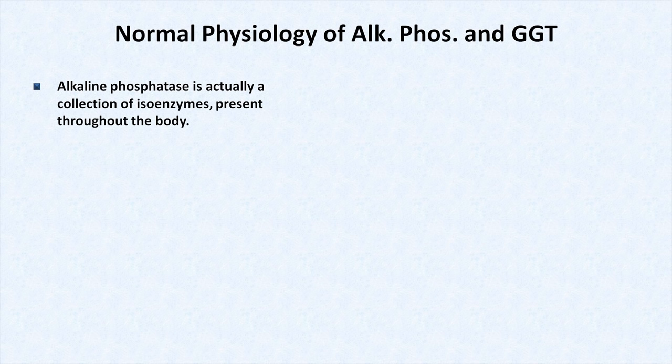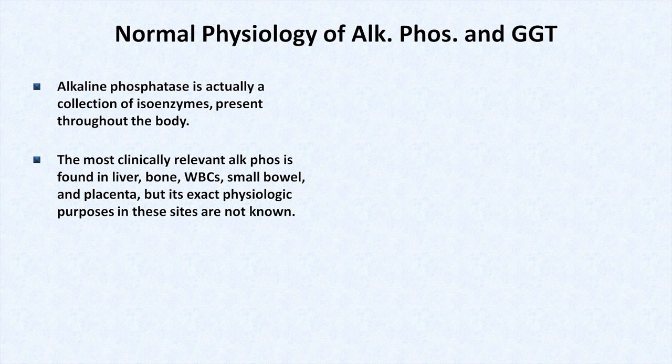Let me move on to discuss ALK-phos and GGT. Although the latter is not included in the standard LFT panel, ALK-phos and GGT act like a pair in an analogous way to AST and ALT. Alkaline phosphatase is actually a collection of isoenzymes present throughout the body. The most clinically relevant forms of ALK-phos are found in the liver, bone, white blood cells, small bowel, and placenta, but its exact physiologic purposes in these sites are not known.